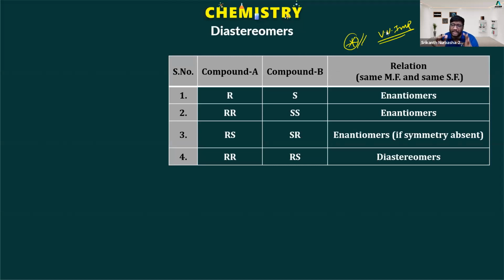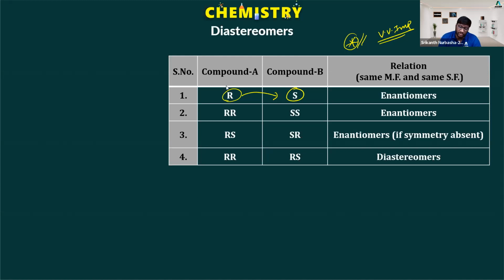In that case, whenever the positions of all the groups have been completely changed, you go with the assigning of configuration. If compound A has R configuration and compound B has S configuration, and it has only one chiral carbon, then if R has been exactly converted to S, they are said to be enantiomers because they are mirror images. Mirror images will have a change in configuration. So if R configuration changes to S, they are enantiomers. This is the scenario when we have only one chiral carbon.